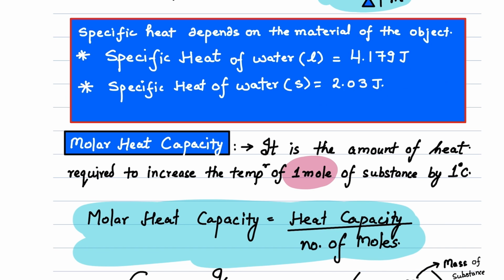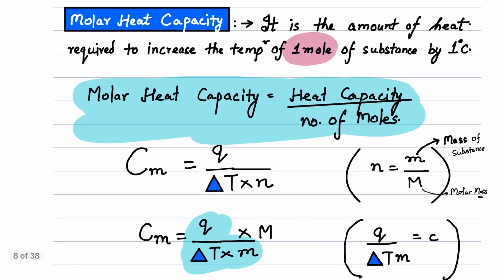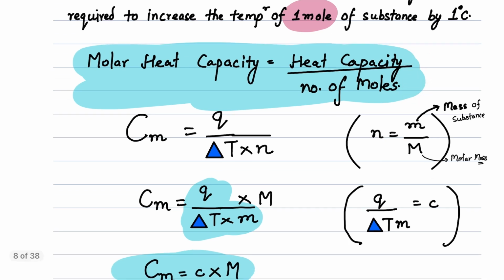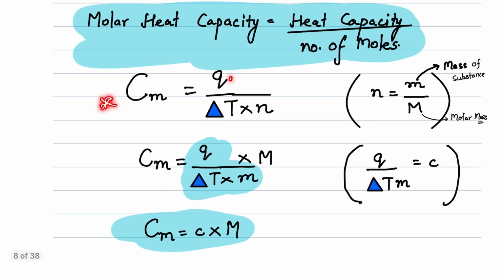Next important term is molar heat capacity. It is the amount of heat that is required to increase the temperature of 1 mole of the substance by 1 degree Celsius. So molar heat capacity is equal to heat capacity divided by number of moles. So Cm, that is representing the molar heat capacity, becomes equal to Q by delta T divided by number of moles. Number of moles is nothing but equal to mass of the substance divided by molar mass.